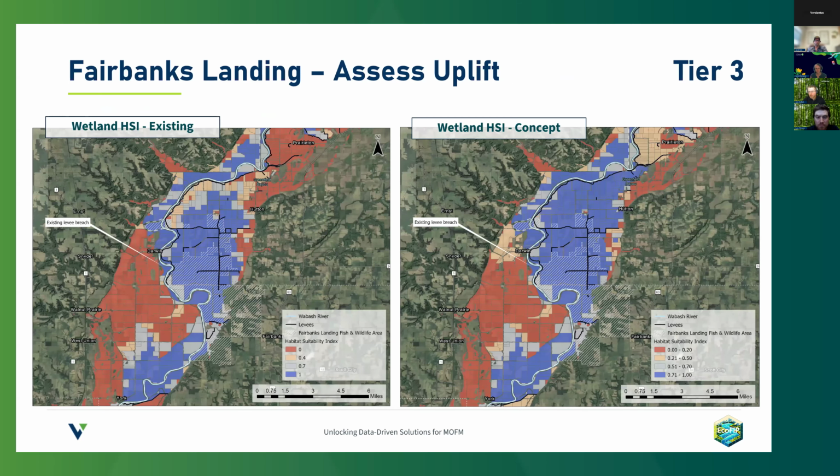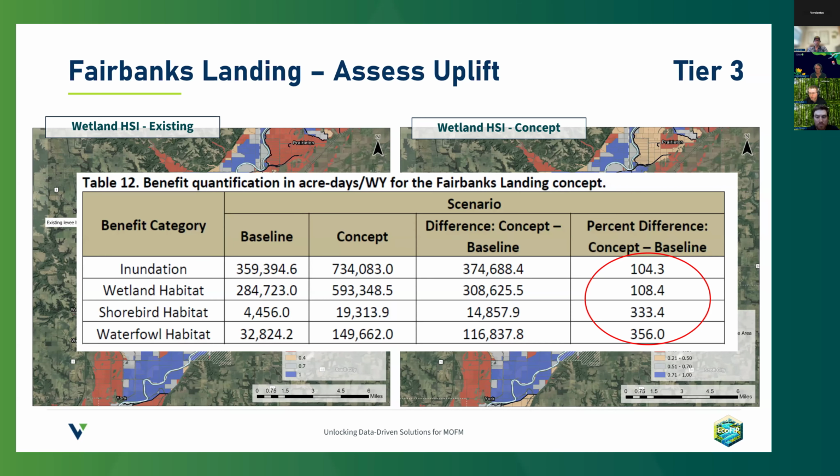We also see this reflected in the general wetland HSI scoring, where we have an increase in the annual average acre days of suitable wetland habitat, especially for the northern portion of the site where we have that increased connectivity. When we compare this to the baseline condition across all HSI metrics, we see over 100% increase in the general inundation and wetland habitat and over a 300% increase in shorebird and waterfowl habitat.